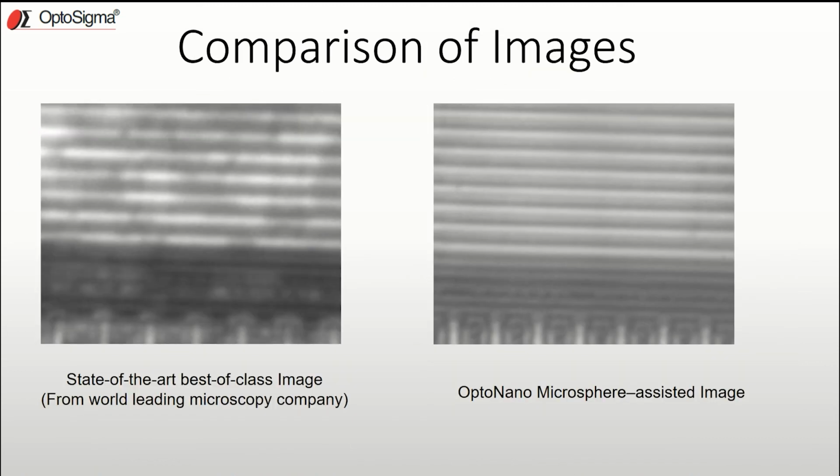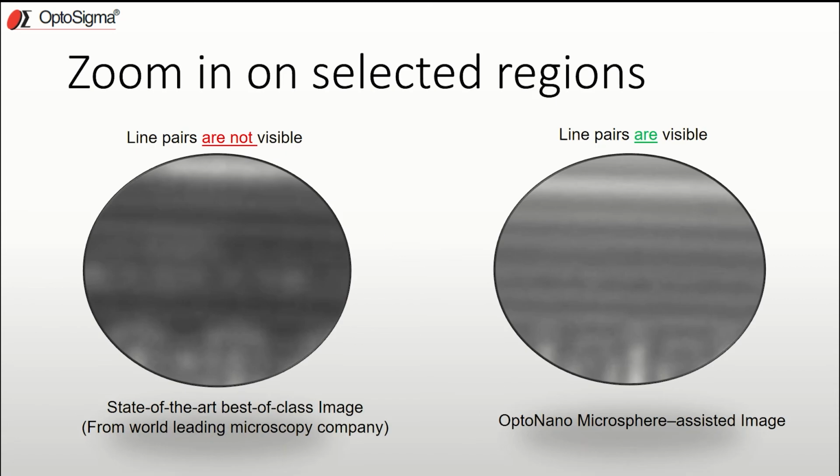Now here's another one. Here's a comparison of other images taken. This is a semiconductor chip. And so, you look at these images and they look pretty much the same. You can see the lines here. Maybe the one taken with the microsphere looks a little bit better. It's a little bit cleaner. But the area that I really want you to focus on is the area in the red circle. And when you look at that, that's where the differences start to come into play. So let's take a closer look here.